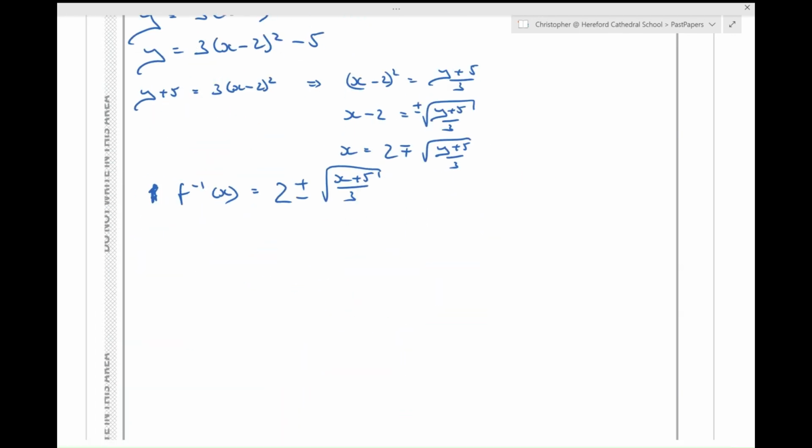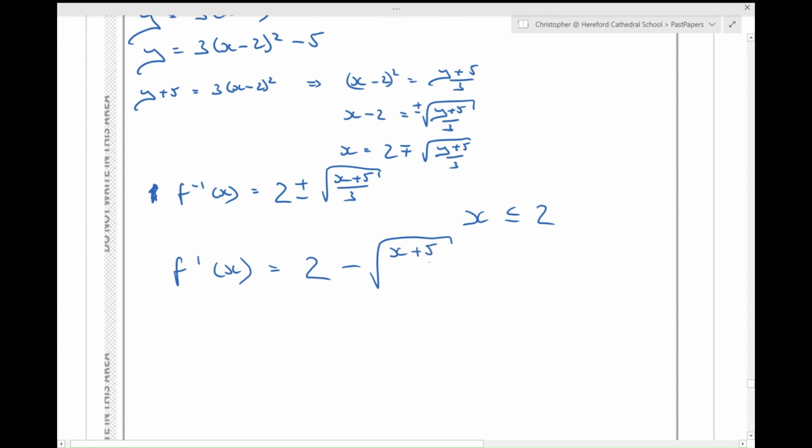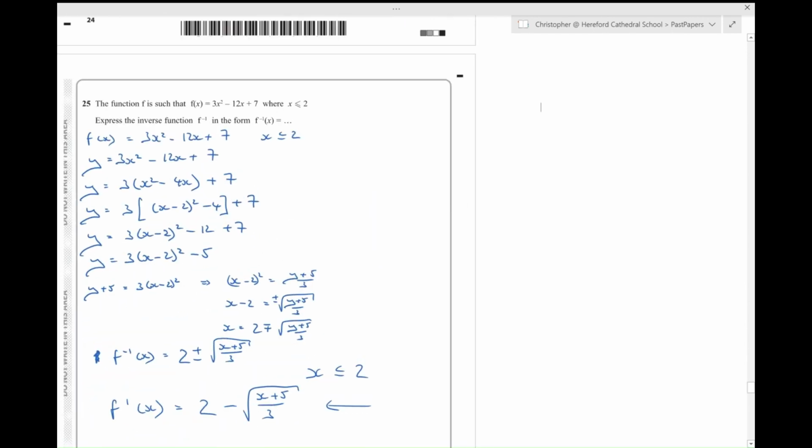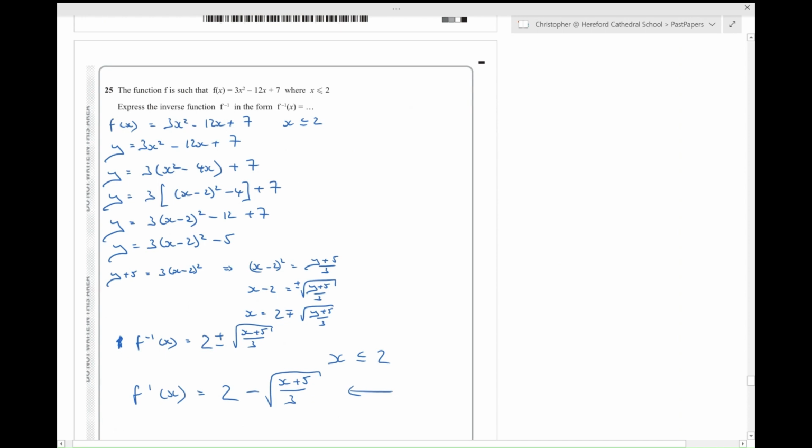x has got to be less than or equal to 2. And that means that my inverse function can only be the negative square root, because otherwise I would end up with an x of greater than 2. So my inverse function is this one only. And that is question number 25 complete.